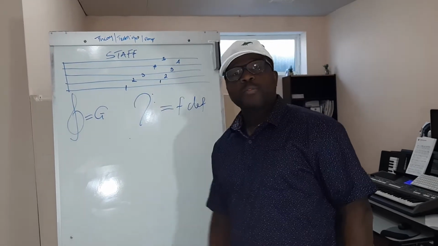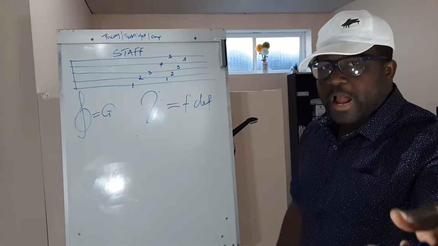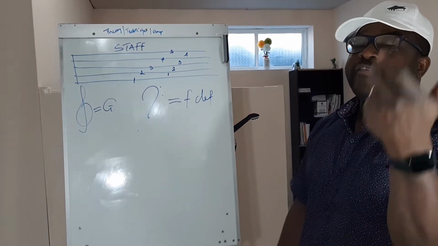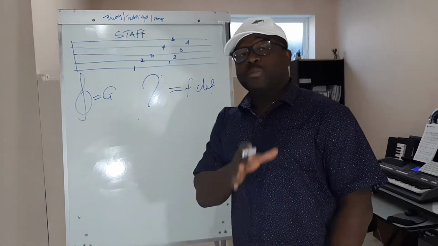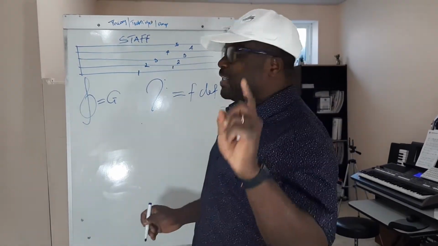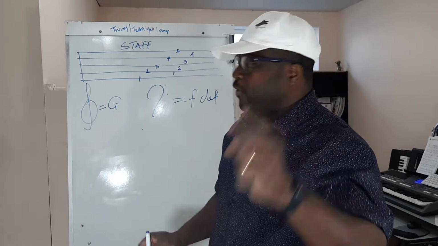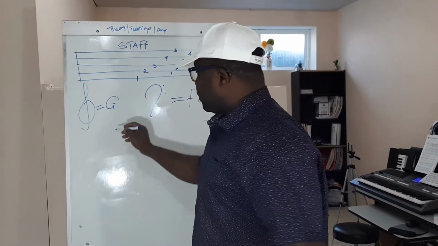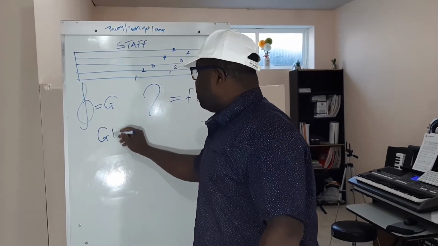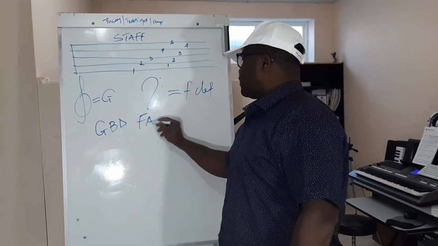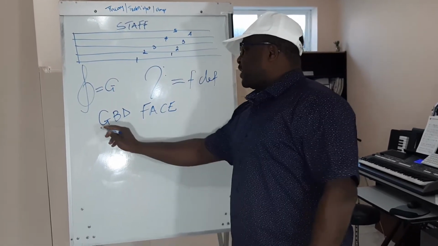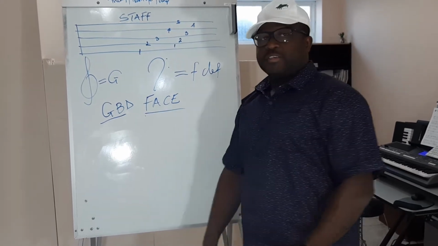Those are the 2. Now, as I told you, I have a very, very easy way for you to be able to remember the staff. You memorize the following acronym: G, B, D, and then face. Now, what is the meaning of G, B, D, and face?